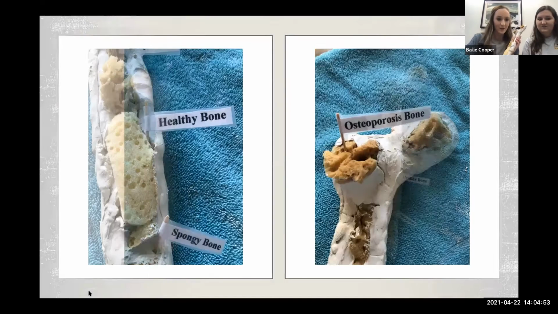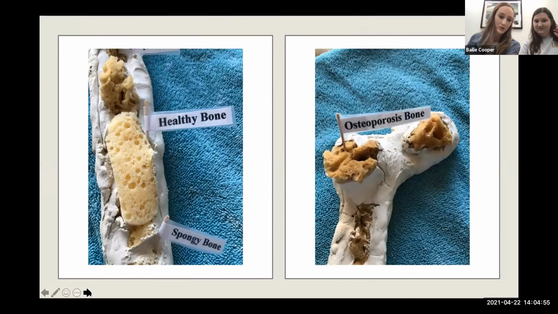Okay, up close, you can see the healthy bone, the honeycomb structure, and then the osteoporotic bone at the very top.